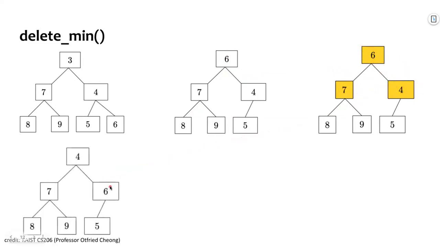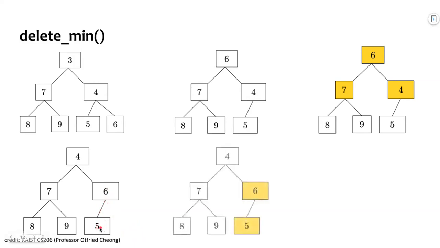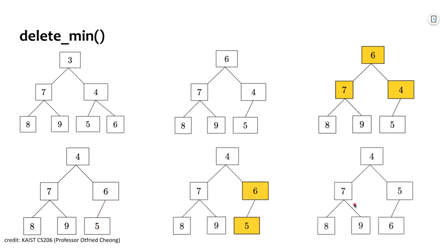And we compare again, 6 and 5. Because there is no right child, we are not going to compare this value, but these two values. And because 6 is larger than 5, it goes down once again. And after that, the heap order property is satisfied. So in this way, we're going to delete the min value from a heap.